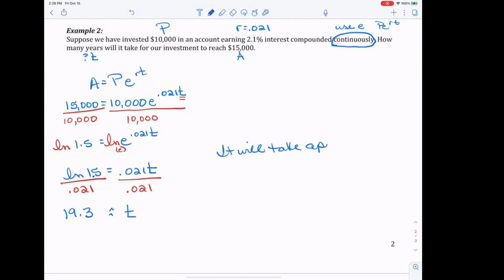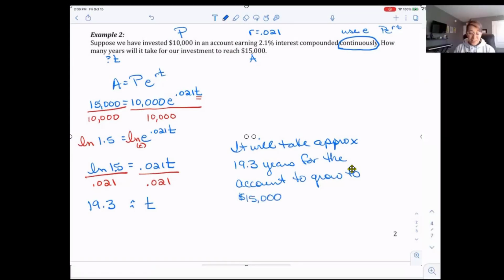So it will take approximately 19.3 years for the account to grow to $15,000.